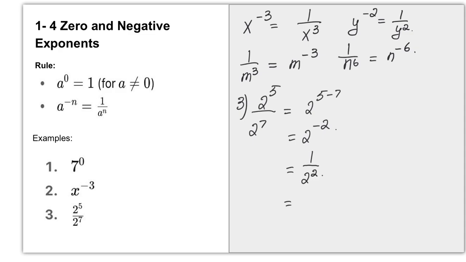You can also evaluate this and write 1 over 2 times 2, which is 4. Okay, that was a tricky one, and make sure you pay attention to that and make sure you finish it with a positive exponent, and if it's a number, you can evaluate it if it's not a big number.